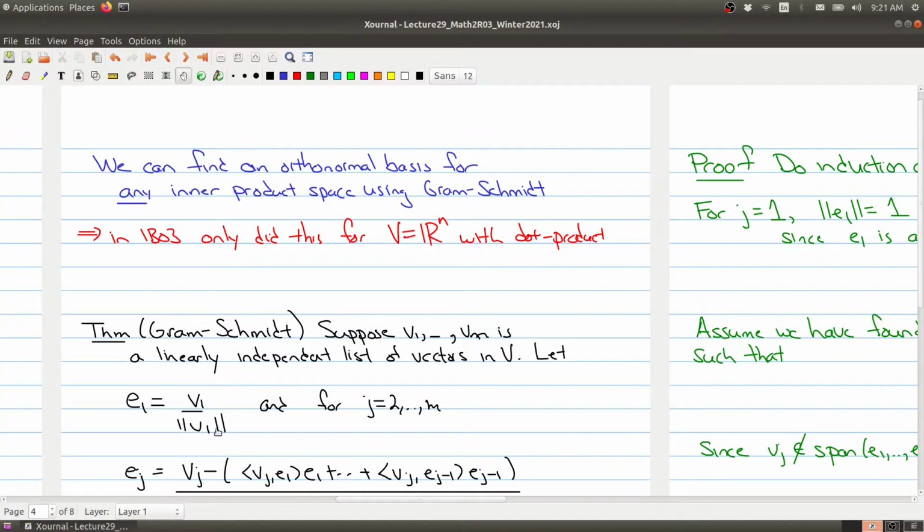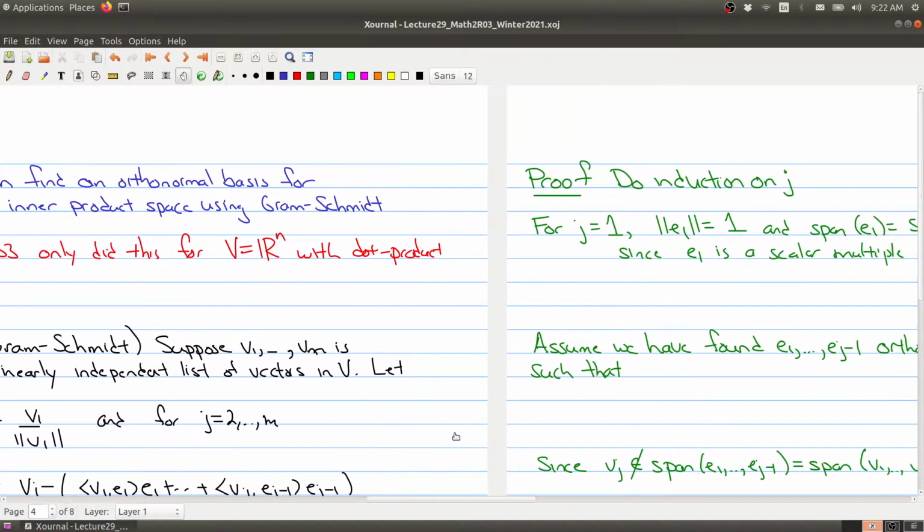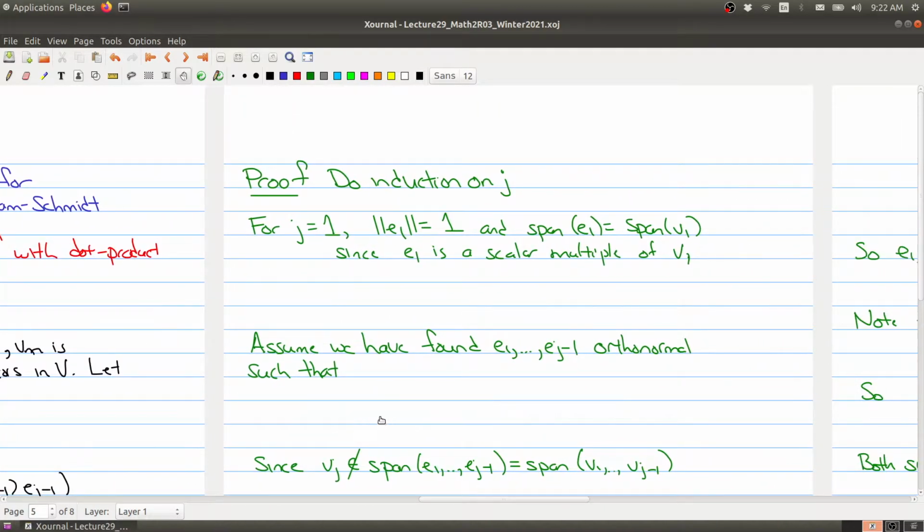And the norm of this vector, because we're dividing by the norm of v1, when we take the norm, this will cancel out the norm of v1, and so the norm of this vector is 1. Okay, so the base case is straightforward. We've kind of cooked everything up.